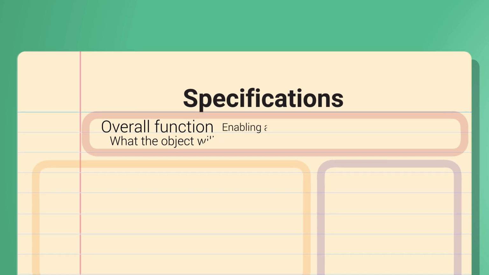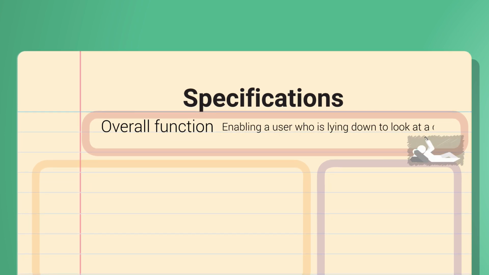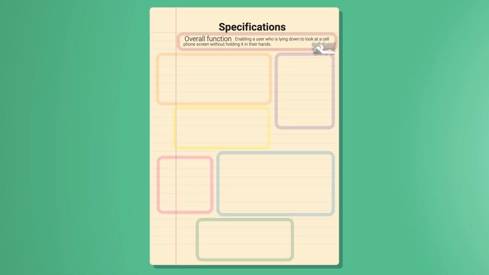Here, the function of the object is to enable a user who is lying down to look at a cell phone screen without holding it in their hands. Then, we determine the constraints of the object. The constraints must consider the physical, technical, industrial, economic, human, and environmental milieu.